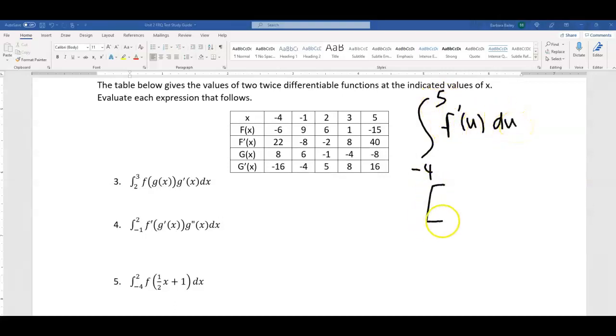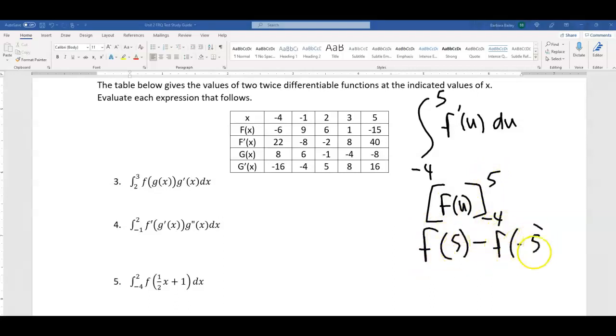So next we go ahead and do our integration. The integral of f prime is f of u. And then put our limits out there. We do f of 5, our fundamental theorem of calculus. Oops, it's not 5, it's 4.